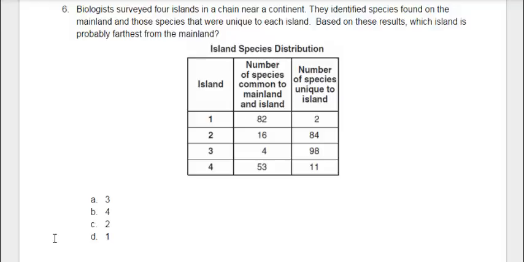Island 1, 82 in common, 2 are unique. Island 2, 16 are in common, 84 are unique. Island 3, 4 are in common, 98 are unique. Island 4, 53 are in common, 11 are unique. So is the answer A, Island 3, B, Island 4, C, Island 2, or D, Island 1?